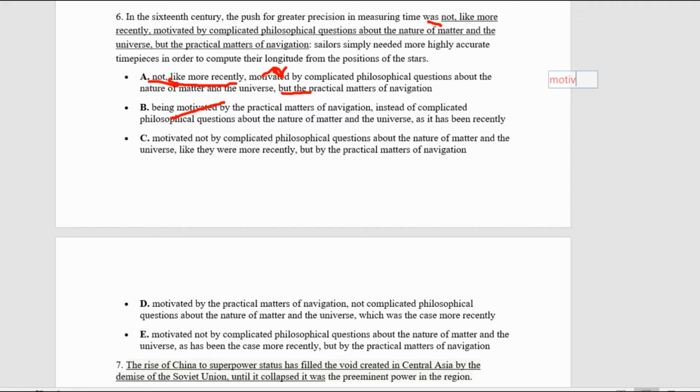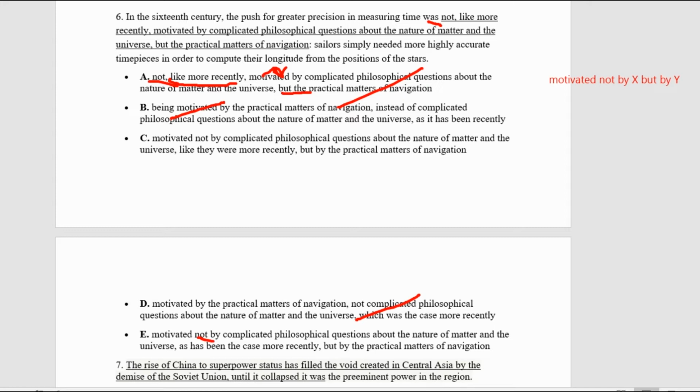So "motivated not by X, but by Y." It should be like this. If we write "not motivated by X," it will mean that we are not motivated at all. But the sentence wants to say that we are not motivated by X, but by Y. So we don't like X, but Y. That's why without "by," it is incorrect. So this one is incorrect. By is here. In D, "motivated by and not complicated" is a strange structure, wrong. And E says "motivated not by."